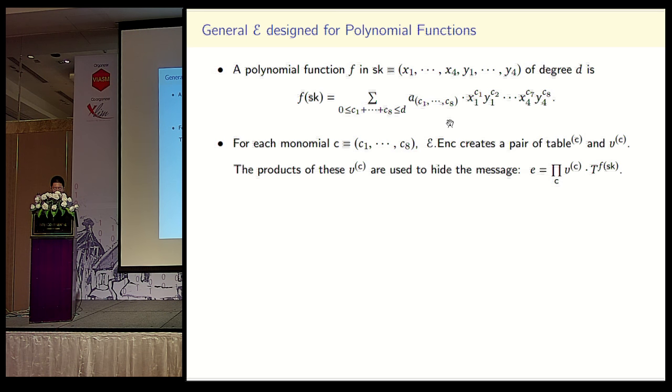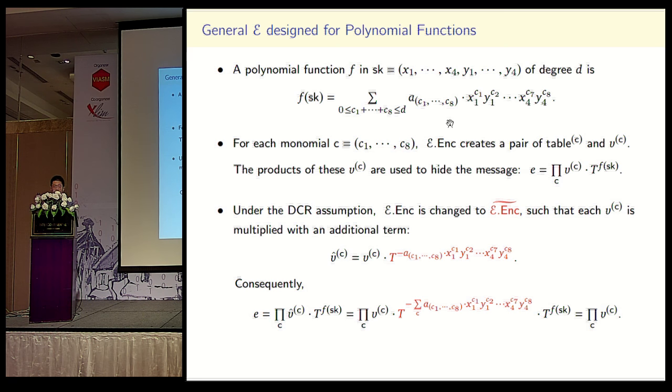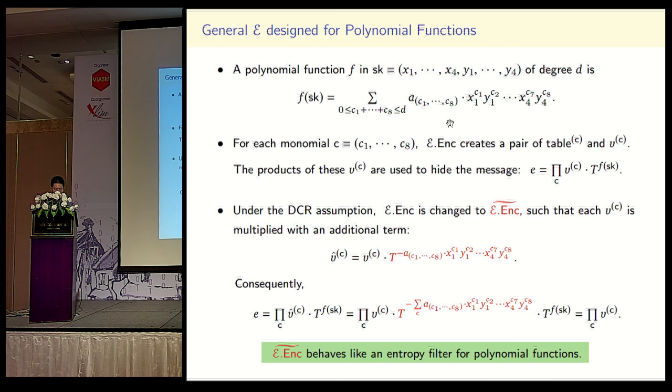For each monomial, the encryption algorithm will create a pair of table and a corresponding V. The products of these V are used to hide the message in E. Under the DCR assumption, the encryption algorithm of E is changed to E tilde, such that each V is multiplied with an additional term. The additional term is T to the minus of this monomial. Consequently, in the calculation of E, the products of these additional terms will eliminate the message T to the F of SK completely. Therefore, E tilde behaves like an entropy filter for polynomial functions because the entropy of SK modulo N is preserved.